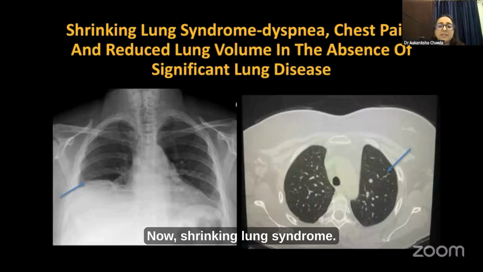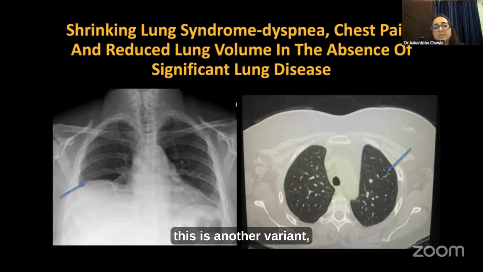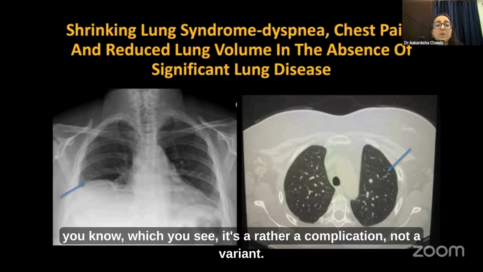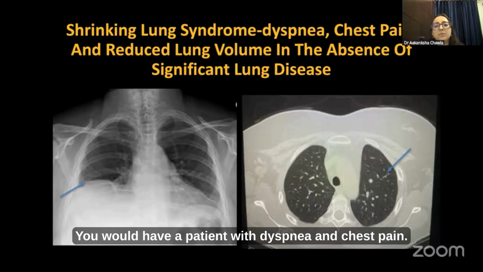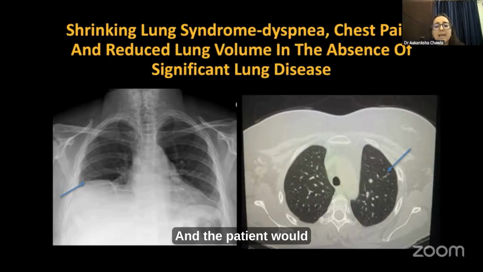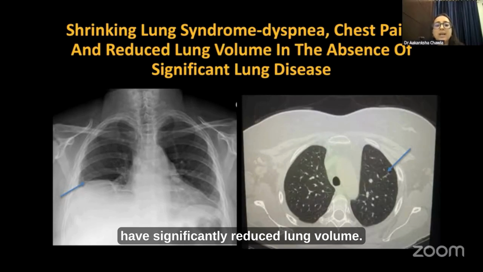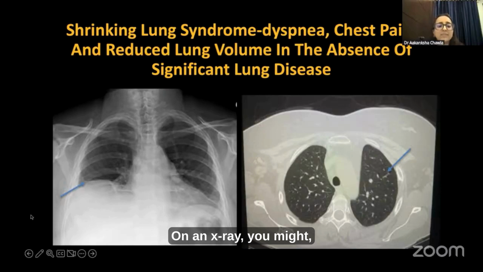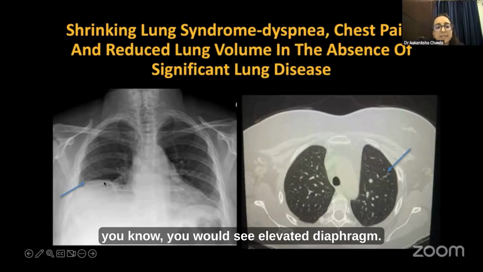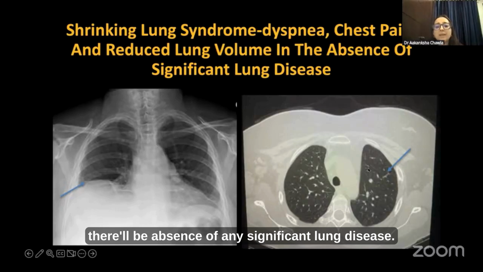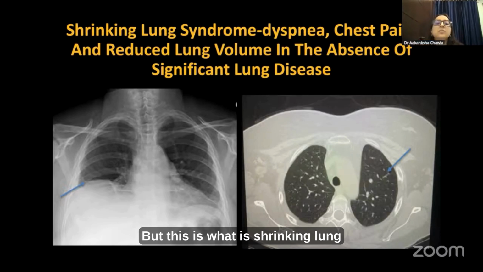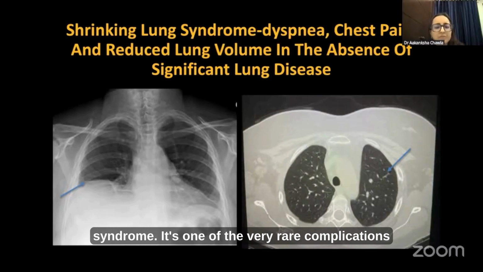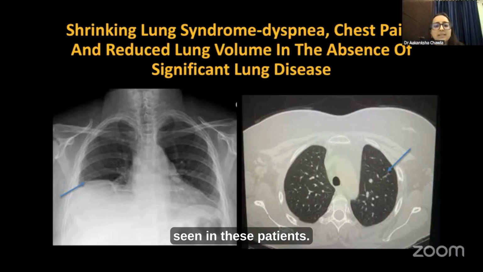Now, shrinking lung syndrome. This is another thing which you see. It's rather a complication, not a variant, and a very rare complication. Now, what happens in shrinking lung syndrome? You would have a patient with dyspnea and chest pain, and the patient would have significantly reduced lung volume. On an X-ray, you would see elevated diaphragm. But on the CT scan, there will be absence of any significant lung disease. Even on the PFT, you might find some restriction. But this is what is shrinking lung syndrome. It's one of the very rare complications seen in these patients.